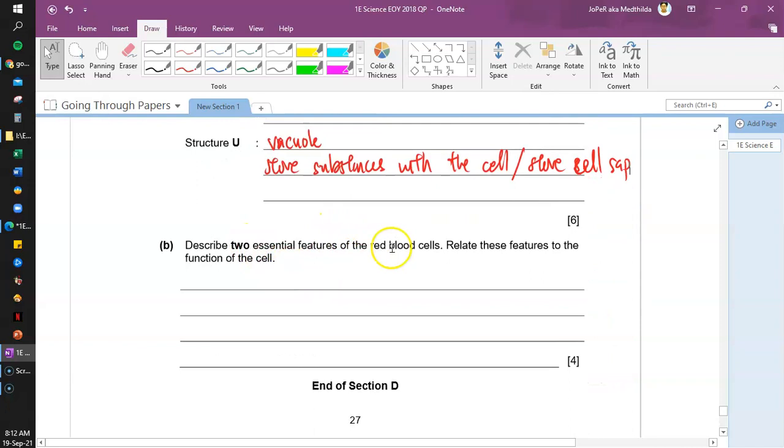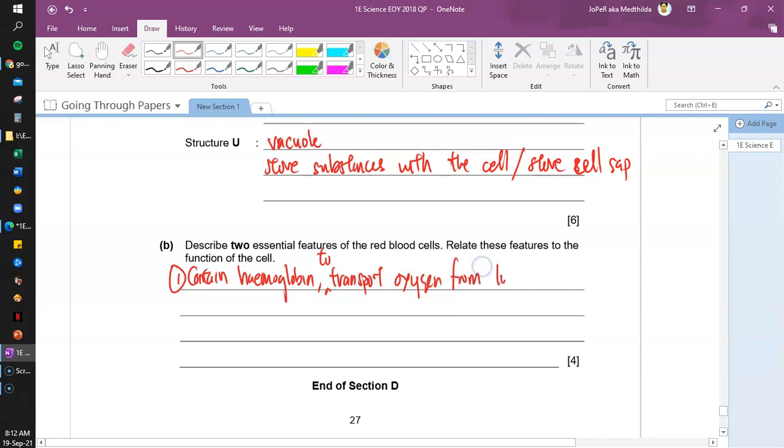Next, describe two essential features of red blood cells. Relate those features to the function. Red blood cells are quite unique in a sense. First thing, they contain hemoglobin. So what does containing hemoglobin do? This allows them to transport oxygen from the lungs to the rest of the body. That's one possible function you can write.